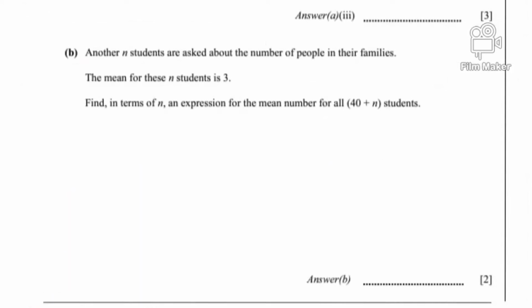Right, we move on to part B of the question. Another n students are asked about the number of people in their families. The mean of these n students is 3. Find, in terms of n, an expression for the mean number of all 40 plus n students. 2 marks.